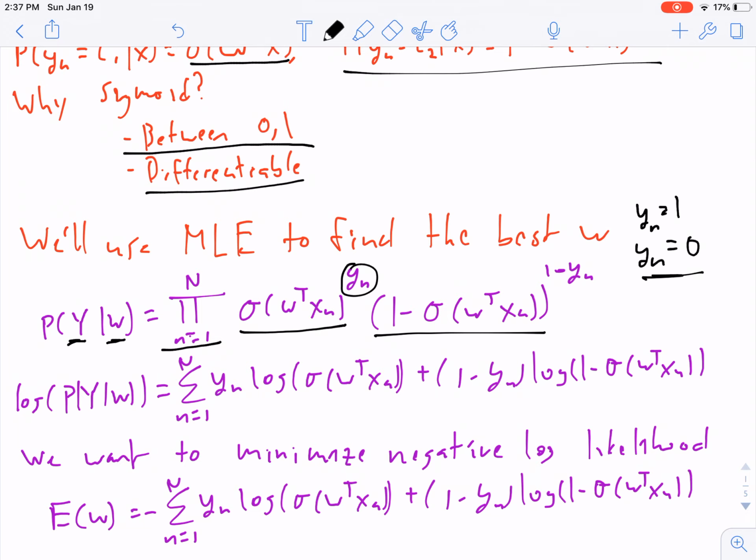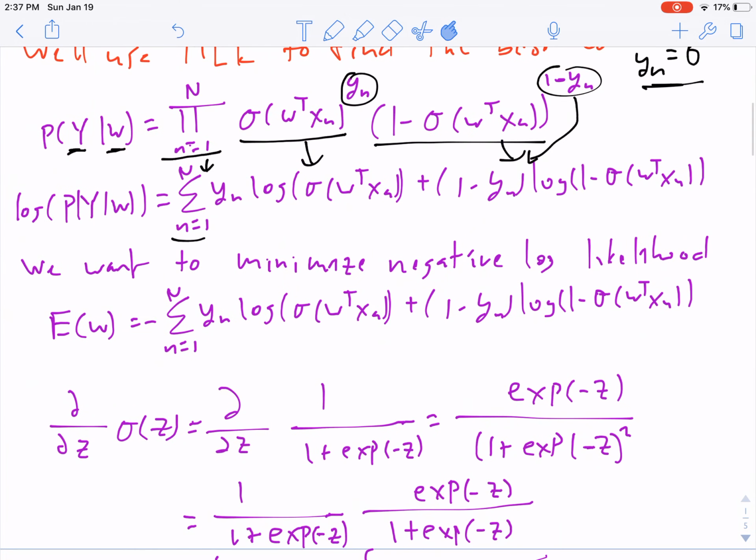So we take the log, and then by log rules, this product turns into a sum, and this product right here turns into these two respective sum terms, and the exponents come down. So that's much nicer to work with. And so this gives us the log likelihood.